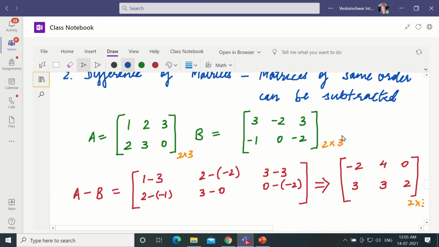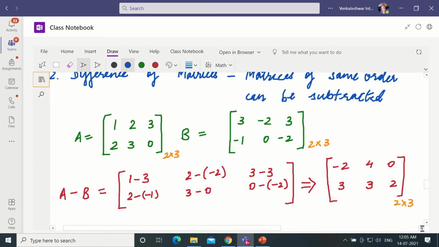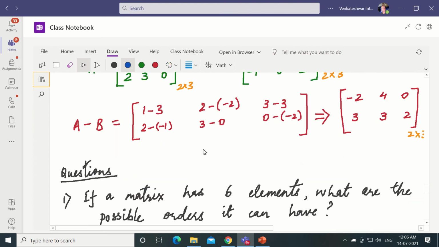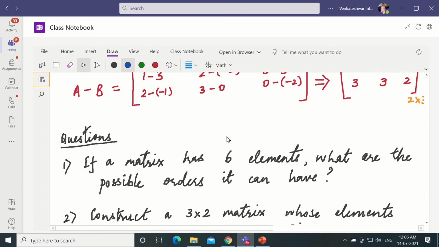And if you see here, this is a 2 by 3 matrix, this is a 2 by 3 matrix, and we get the answer also as a 2 by 3 matrix. So the order in addition and subtraction will not change. You will get the same order as in your question. Now let us do some questions here.